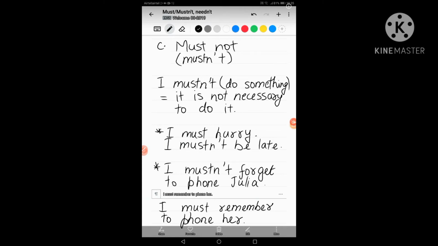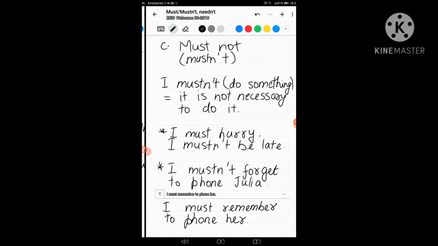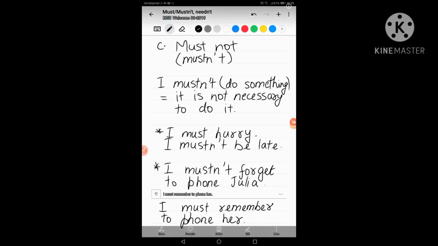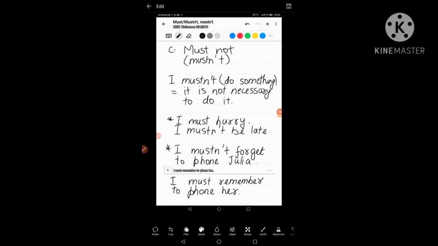Then next thing, mustn't. Must not. The shortcut of must not is mustn't. Fine. So for example, I mustn't do something. What is the meaning of mustn't? The meaning of mustn't is it is not necessary to do it.